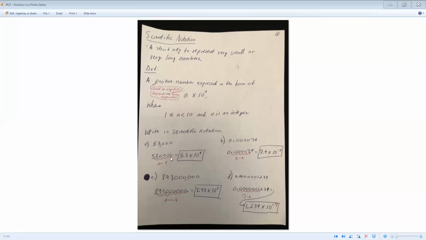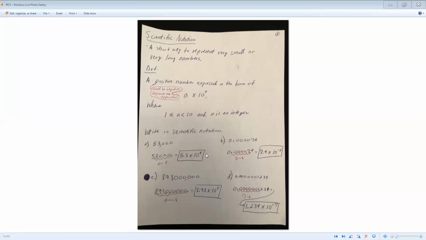Then you count how many decimal places you went in order to get there. Since we didn't see anything, they assume the decimal is at the furthest right digit. So we went over 4 places to the left. So that's going to be 5.3 times 10 to the 4th power.